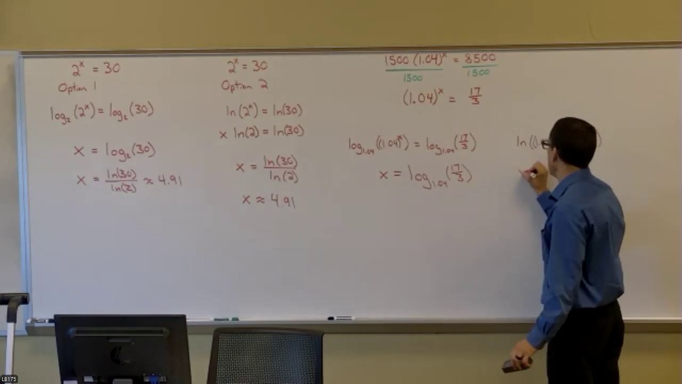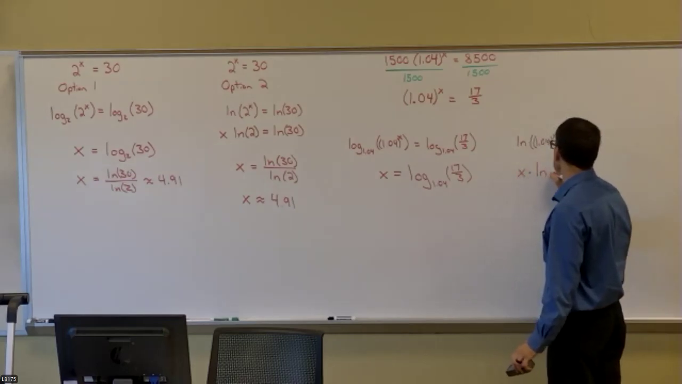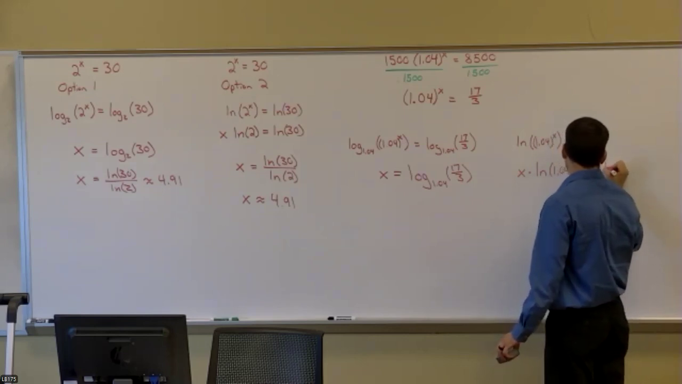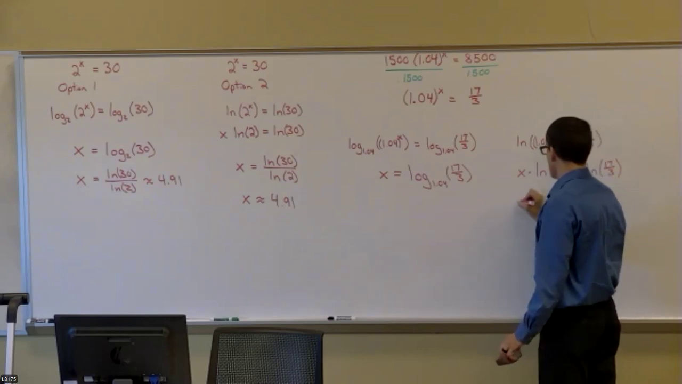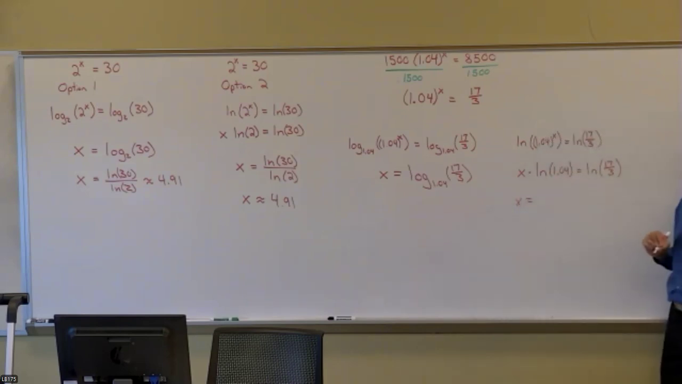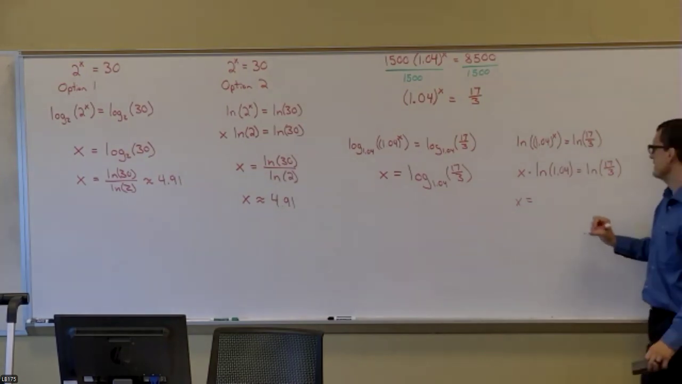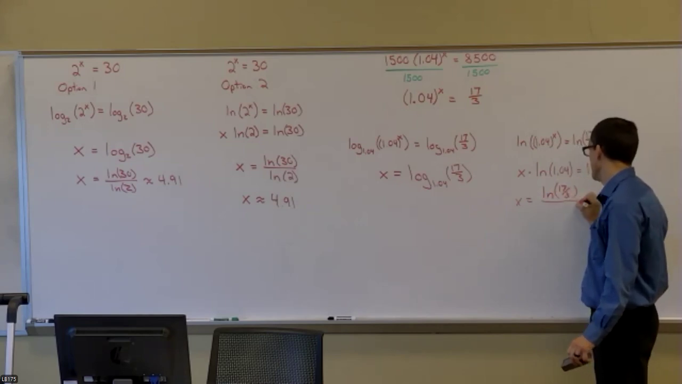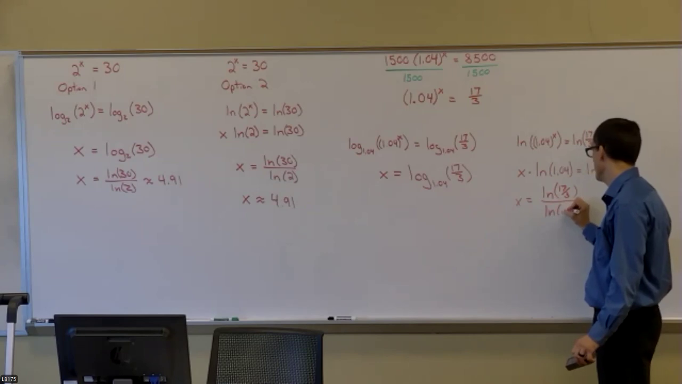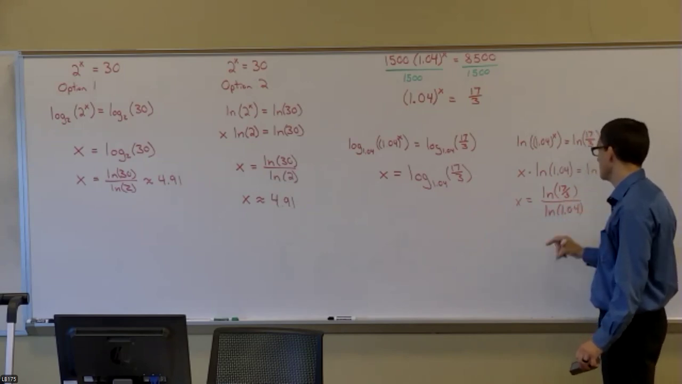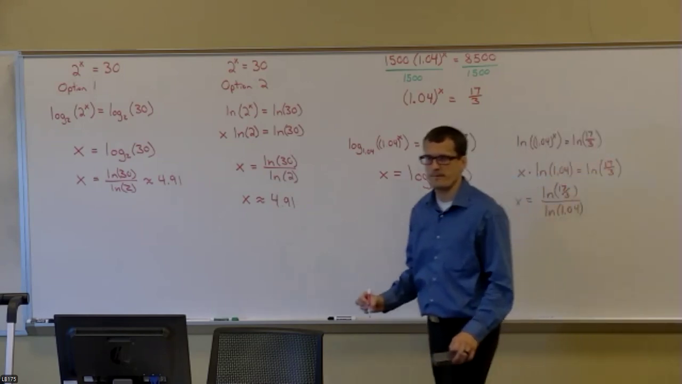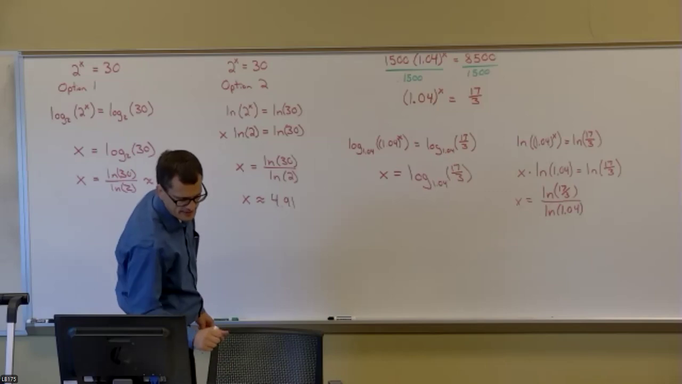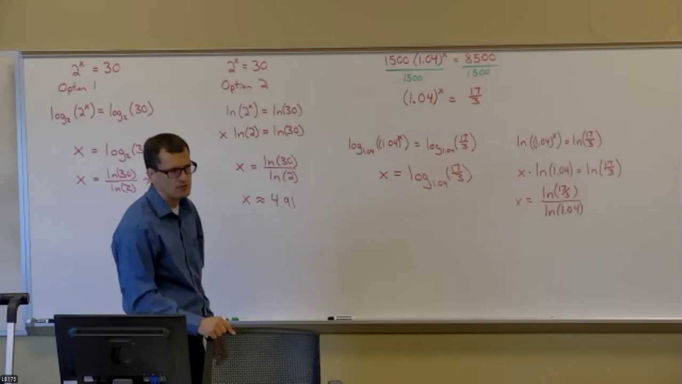Here, I would get x times the natural log of 1.04 is equal to the natural log of 17/3. Which means when I divide both sides by the natural log of 1.04, I end up with the natural log of 17/3 divided by the natural log of 1.04. That's also the change of base rule on this, right? So in either case, I get about 44.23.